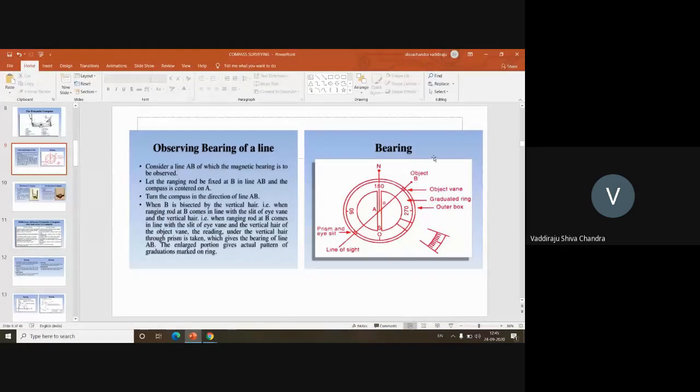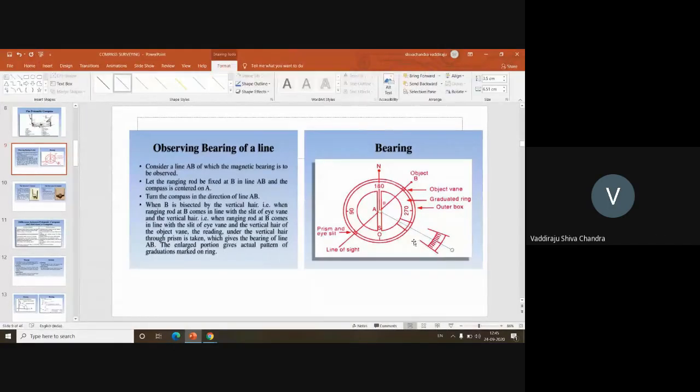So this is how you measure the angles. After the object B is completed, assume that the object C is at this point. What will you do? You will simply rotate the compass. With a slight gentle movement, you will rotate the compass till the object C is sighted from where you are standing at A, when you are seeing through the compass instrument.